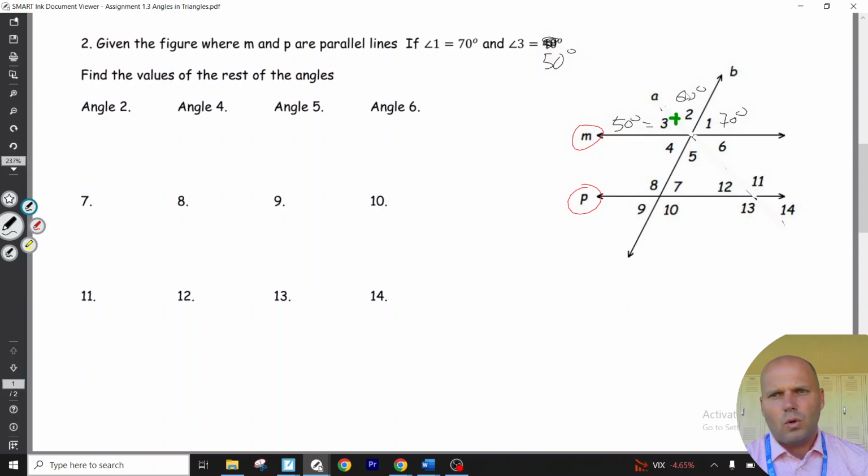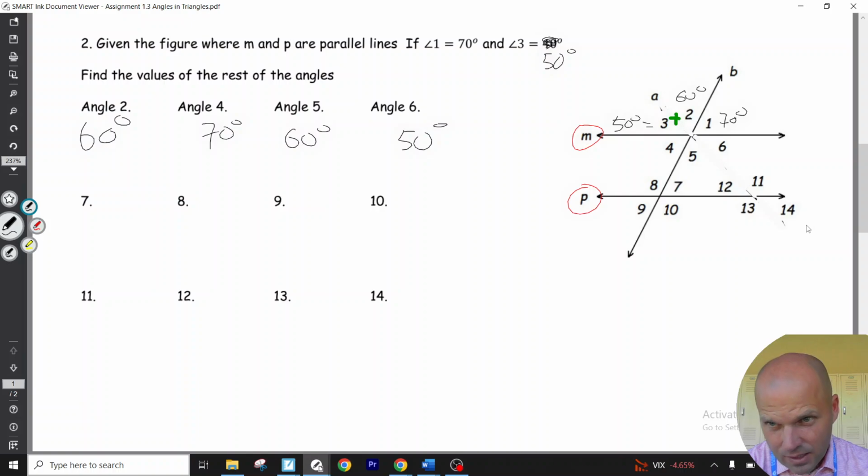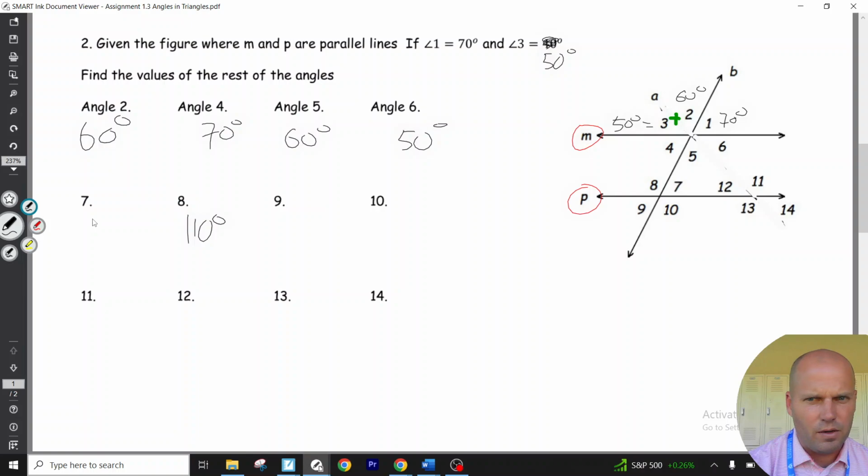All right. Well, that makes angle 4 also 70 degrees. That makes angle 5 also 60 degrees. Angle 6 is going to be 50 degrees. Angle 2 we found is 60. I didn't like the angles being the same. And then if we hide line A, we can see angle 8 is going to be angle 2 plus 3. So this is going to be 110. Angle 7 is going to be the same as angle 1. Angle 9 is going to be the same as angle 4. Angle 10 will be the same as angle 5 plus 6, which is the same as angle 2 plus 3, which is 110.